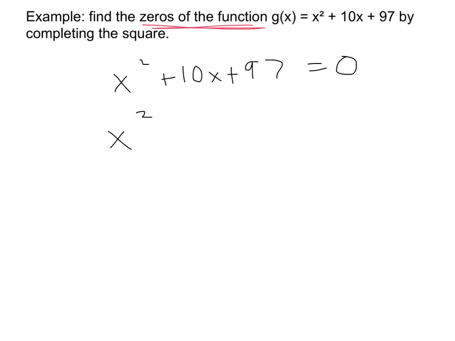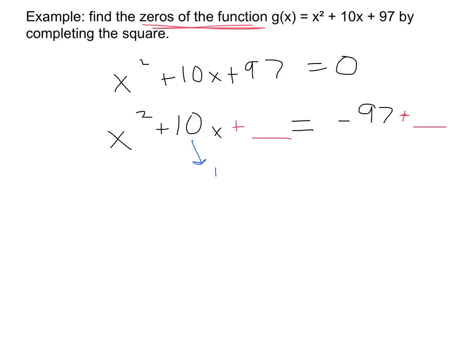So the first step from previously is we're supposed to isolate the x squared and x terms. So I get x squared plus 10x equals negative 97. And then we write in our blank space on both sides so that we remember to add it to both sides. And some of you may decide to skip that step. Please don't. It takes like 2 extra seconds to write plus blank on both sides of the equation, and it really helps for you to not forget to add it to both sides.